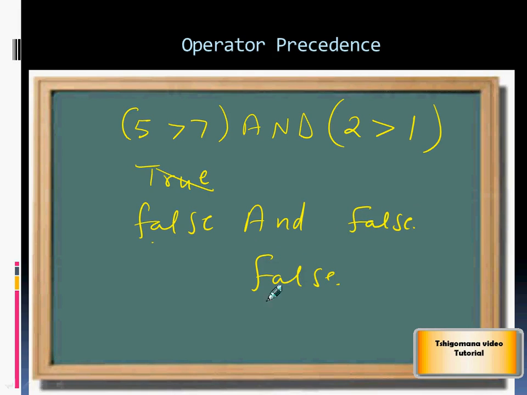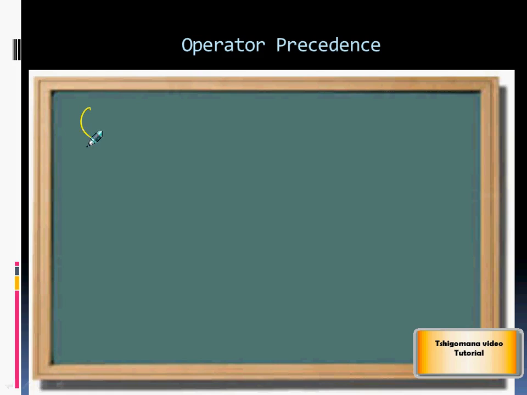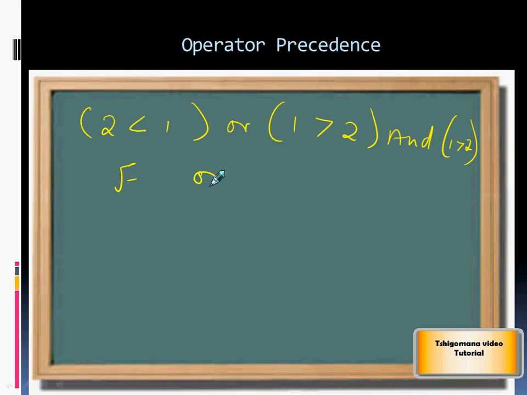Right, we also have 2 less than 1, or 1 less than 2, and 1 greater than 2. We first remove the brackets. Is 2 less than 1? The answer is false. Or is 1 greater than 2? The answer is false. And is 1 greater than 2? The answer is false.